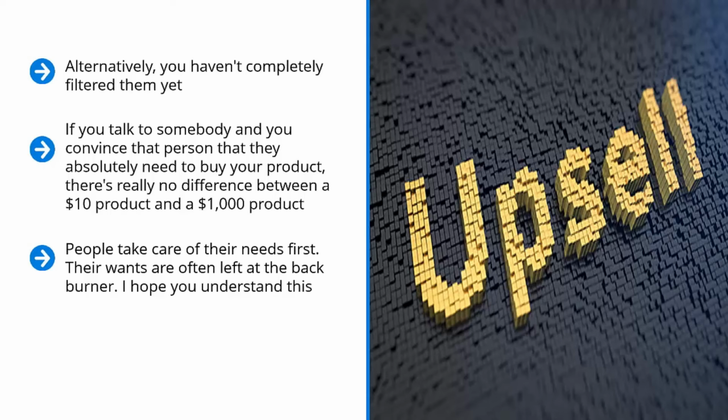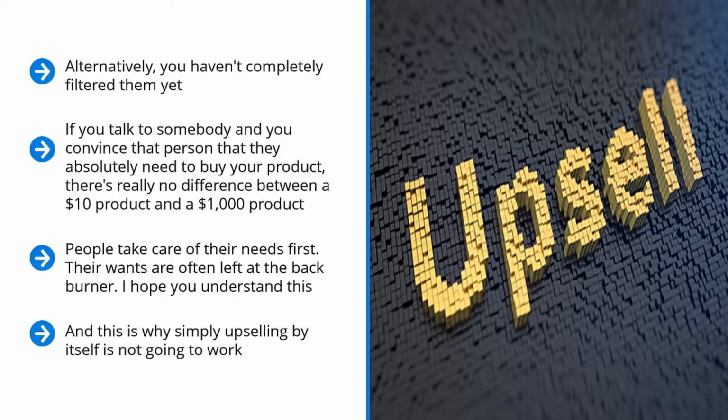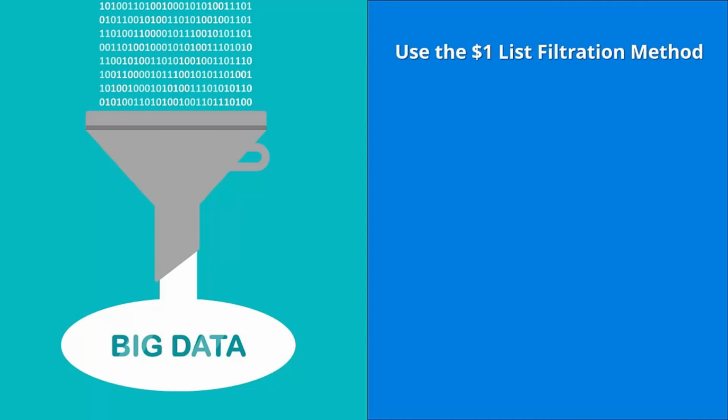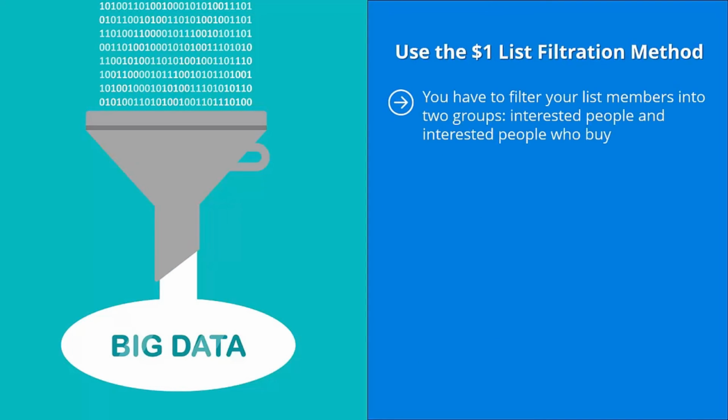It's not because your affiliate product is too expensive in absolute terms. Instead, it's because you have failed to either qualify the prospect or make your case. And this is why simply upselling by itself is not going to work. You have to take the next step, which I'm going to describe below. Use the $1 list filtration method. You have to filter your list members into two groups, interested people and interested people who buy. These are two totally different groups of people.